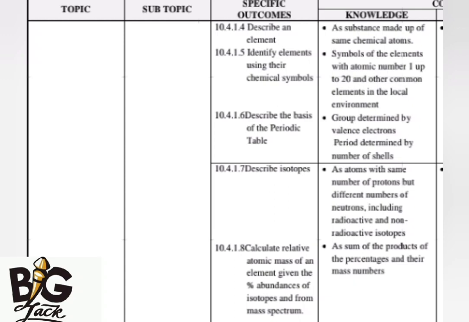where you're going to be given the percentages. In this case, you're going to be given 2 percentages. So for the other one, you're going to say percentage multiplied by the mass number of that isotope divided by 100%. Then from there you can compute.